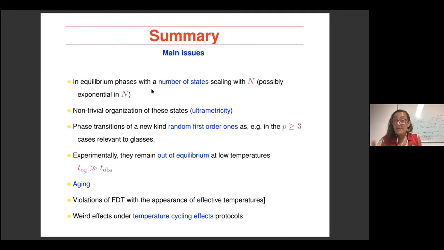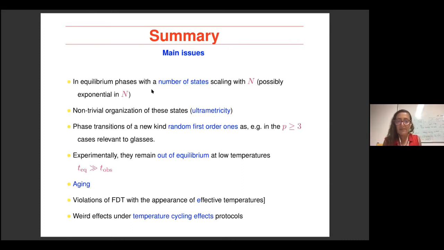There are phase transitions of a new kind which appear. I didn't talk about this either, but in the case of p larger than 2, many-body interacting cases, there is what is called the random first order phase transition, a name that appears attached to the description of fragile glasses. This is something that appears very much in the literature and has been discussed in a lot of detail.